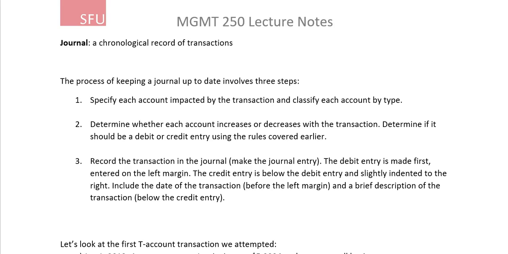The debit entry is made first and is entered along the left margin. The credit entry is normally below the debit entry and slightly indented to the right. You should include the date of the transaction just before the left margin, and you should have a brief description of the transaction, which is below the credit entry.